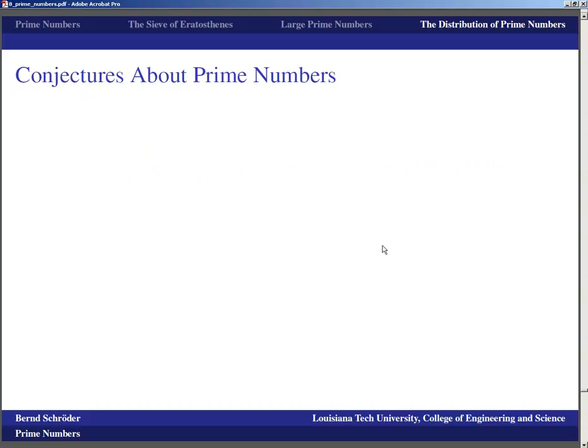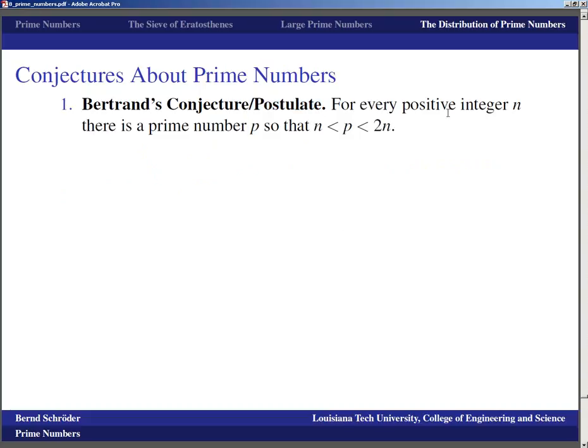So now there are all sorts of conjectures about prime numbers. Bertrand's conjecture, which now actually is a postulate because it has been proved, is that for every positive integer n, there is a prime number p so that n is smaller than p is smaller than 2n. So that means between any integer and its double, you can find a prime number.